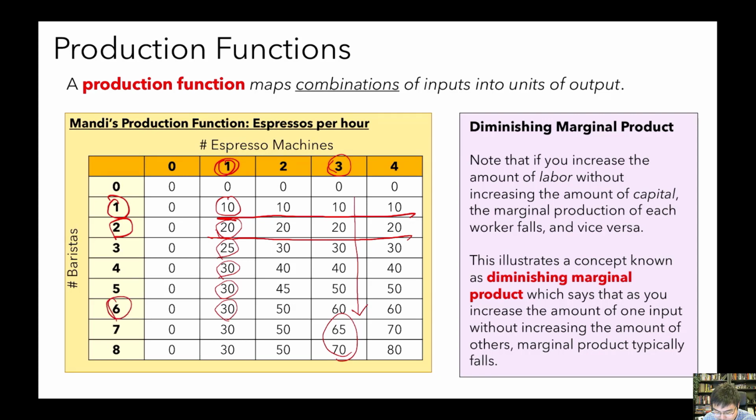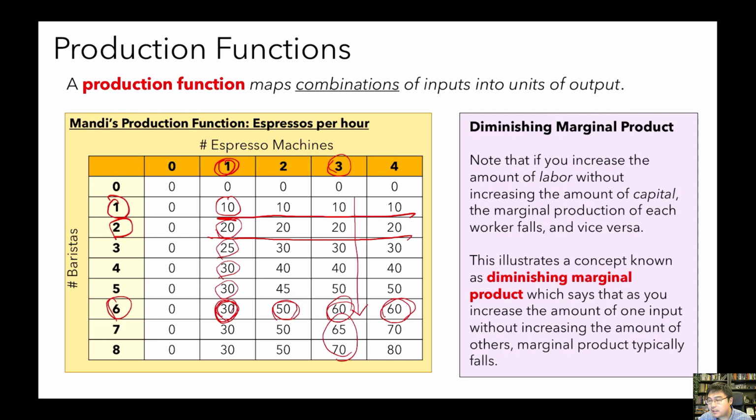Let's look at if you hire 6 baristas, then the first espresso machine gives you 30 additional espressos per hour. The second espresso machine will increase that from 30 to 50 for an additional increase of 20. The third machine gives you an additional increase of 10. And the fourth machine isn't helpful when you only have 6 baristas, okay? And so this idea that your output starts to slow down as you increase one input without increasing another input is what's known as diminishing marginal product, okay?